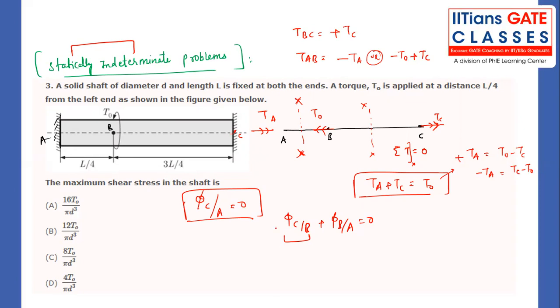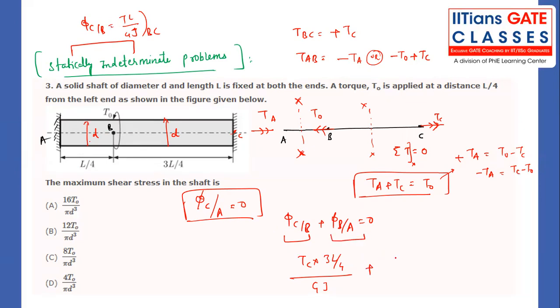Now put into that equations and let me know the answer. What is the phi C with respect to B? TL divided by GJ of BC. What is the TBC? TC. Length of the BC is what? 3L by 4. G and J both are same for both the members. Diameter is same, this diameter and this diameter both are same. J is also same and G is also same. Material is same.